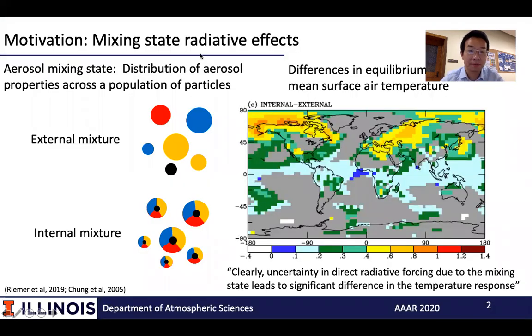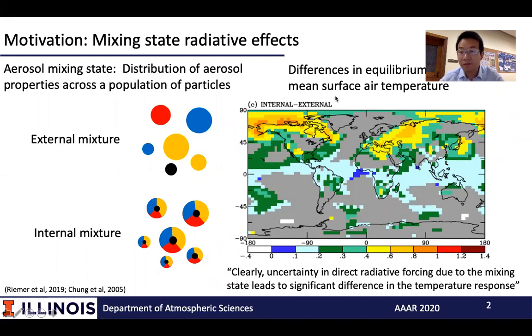Aerosol mixing state describes the distribution of aerosol properties across a population of particles. Different particle species have different refractive indices, and in the real environment, particles are usually a mixture of non-absorbing and absorbing species. So it's important to represent the aerosol mixing state to get the correct optical properties.